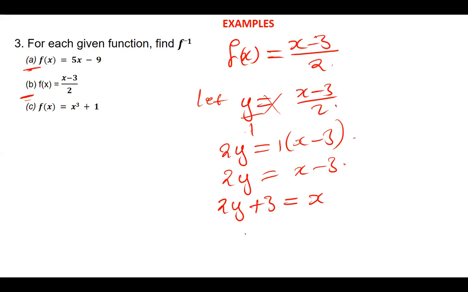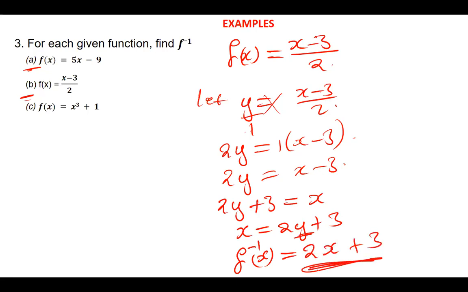Or let me write it in this way. We have x is equal to 2y plus 3. So while there's x, I'm going to put f inverse of x. And then while there's y there, I'm replacing it with x. Hence, I'll have 2x plus 3. So this is the inverse of this given function there.